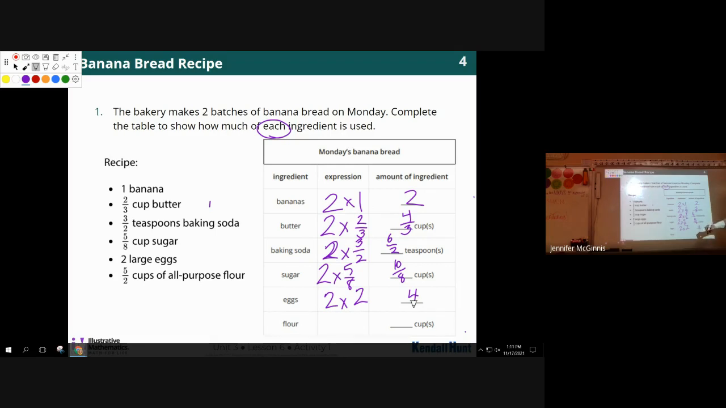And flour, Bentley. So 2 groups of 5 halves, and then if you multiply 2 and 5, then we make 10 halves. 10 halves, very good. This is what your chart should look like.